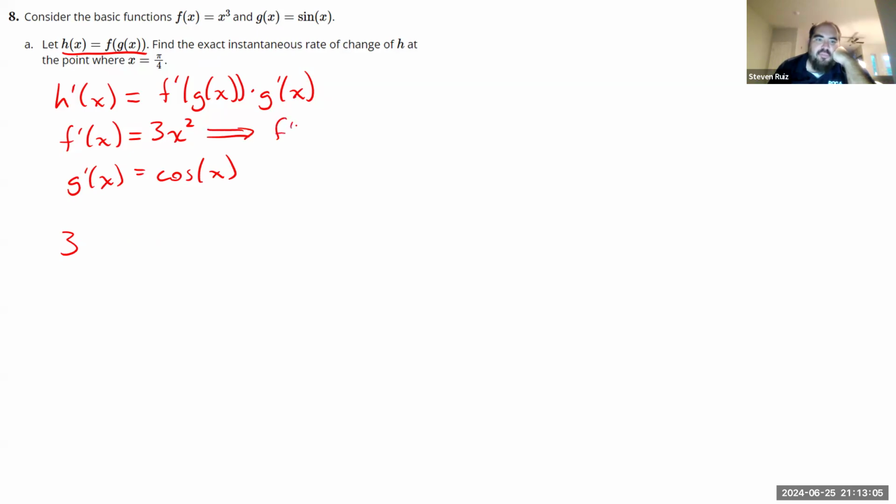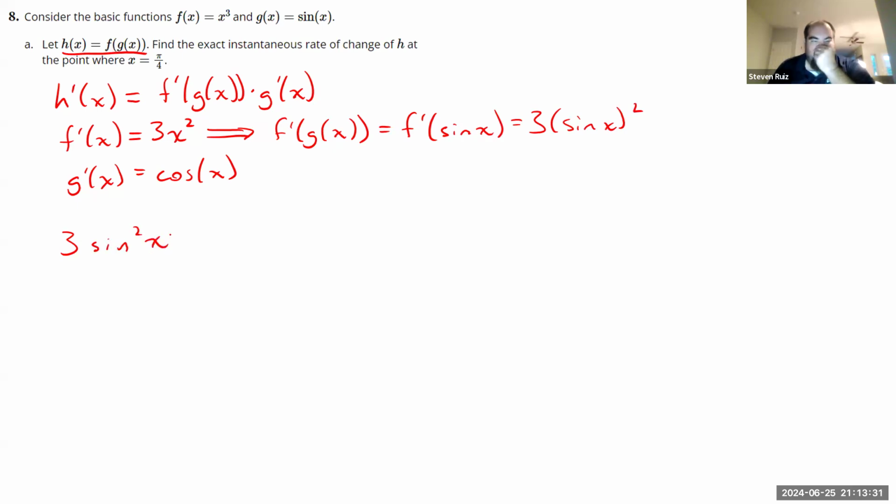So what does that mean that f prime of g of x is? Well, g of x is sine of x. So f prime of sine of x is going to be 3 times sine of x squared, or the way we typically write that is 3 sine squared of x. So this is f prime of g of x, and then we want to multiply that by g prime of x, which is cosine x.